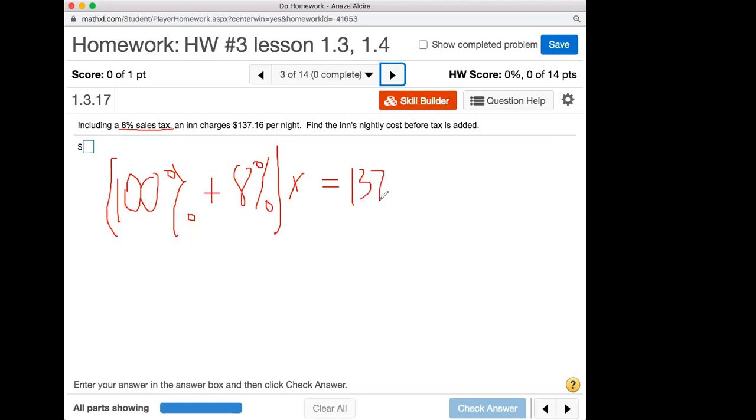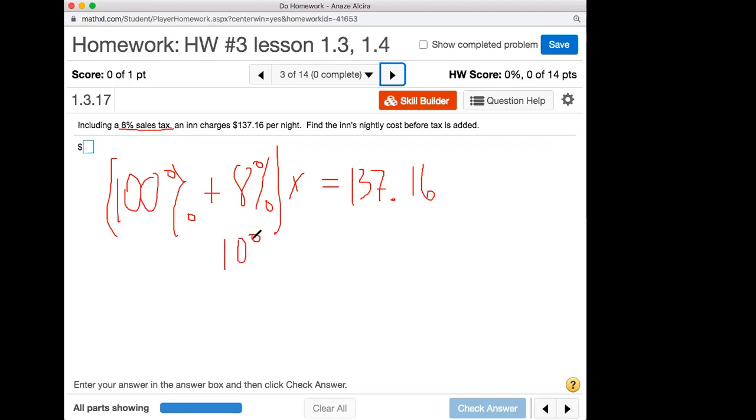Now, I like doing it this way because that 100% makes sense to a lot of students. I'll show you the other way that you guys are typically doing these type of problems in a minute. But guys, listen, 100% plus 8%. This includes the price and the sales tax. So that gives you 108%.